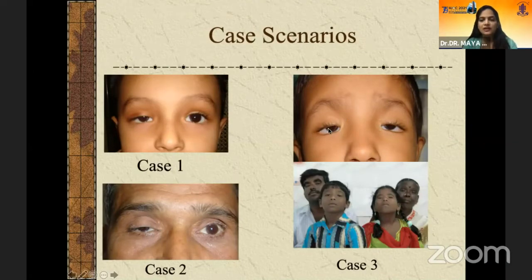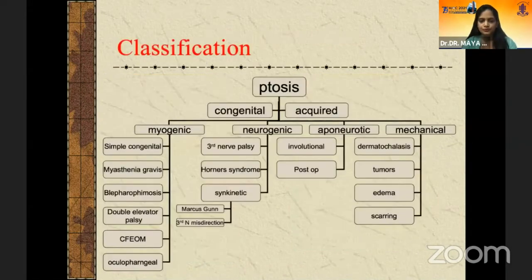Here is the third scenario, where a patient has severe bilateral ptosis with epicanthus inversus and shortened palpebral aperture with a positive family history. So these are a few important case scenarios that you can get as a long case, and we'll discuss the features and the examination of these cases in detail from now on.